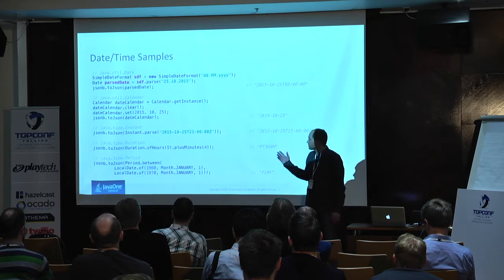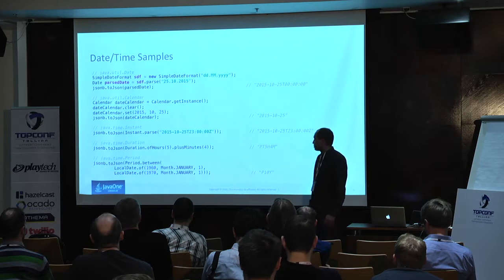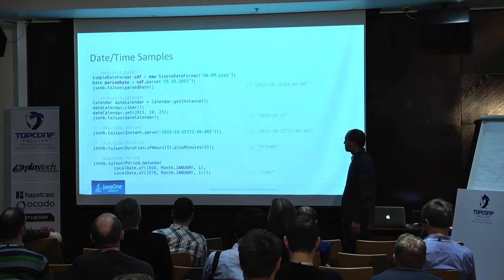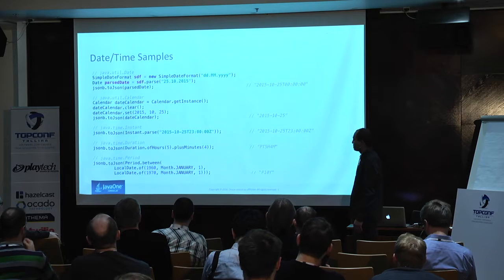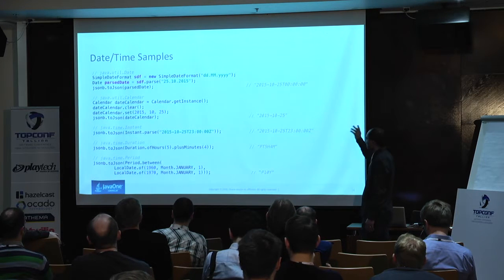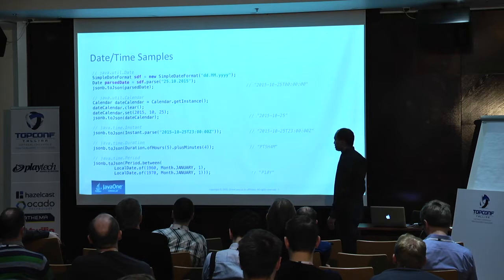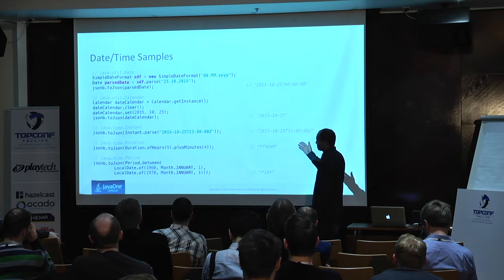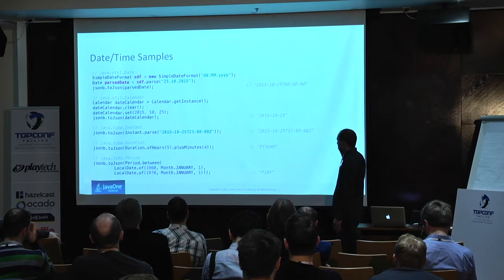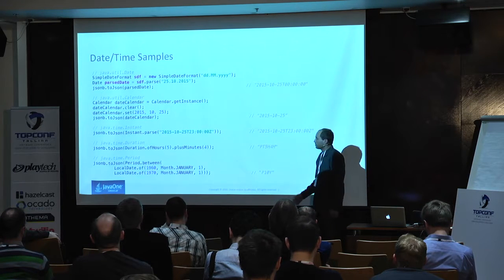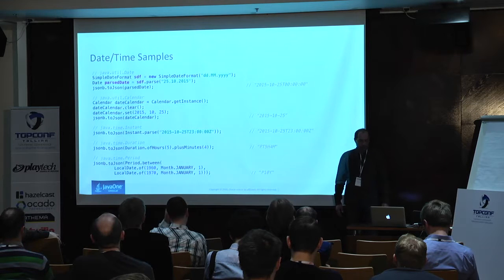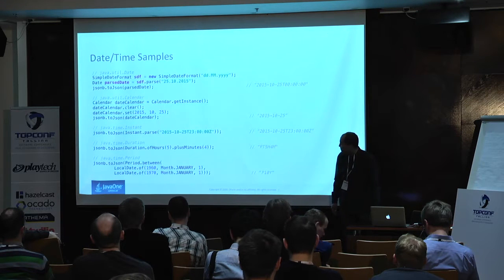So the first one is showing how java.util.Date is serialized. There is some simple date format, some parsing, and when we call toJSON on this date, we get the date and time is set to midnight. For calendar, if time is not set, time is not serialized. The next three samples show how Java time Instant, Duration, and Period are handled.